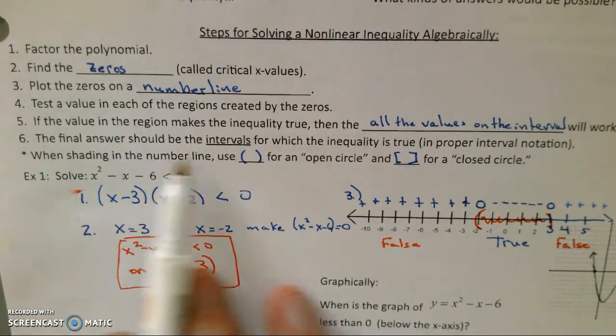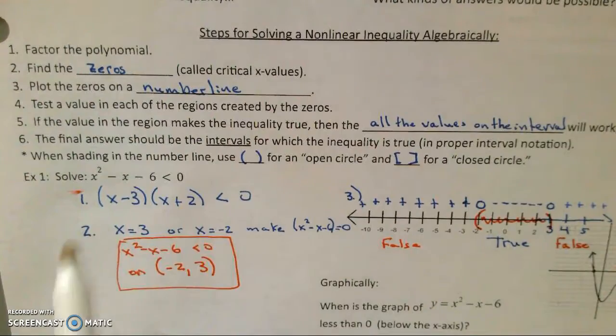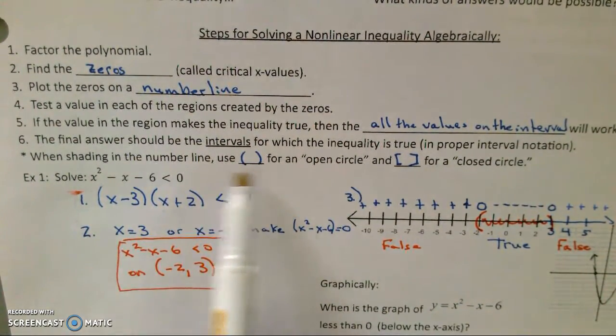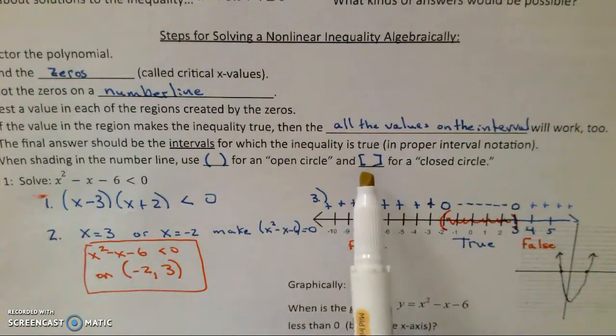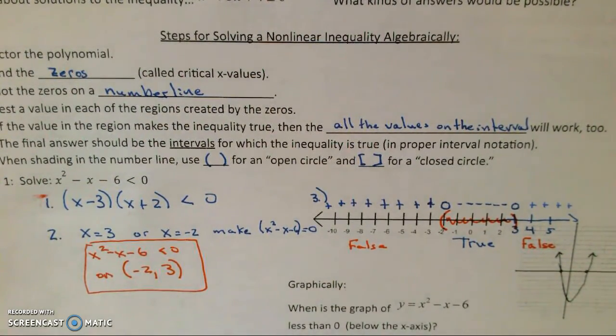And then the final answer should be the intervals where the inequality is true, using proper notation. And again, we use parentheses when it is either a strictly less than or a greater than situation, and we use brackets when it's less than or equal to or greater than or equal to.